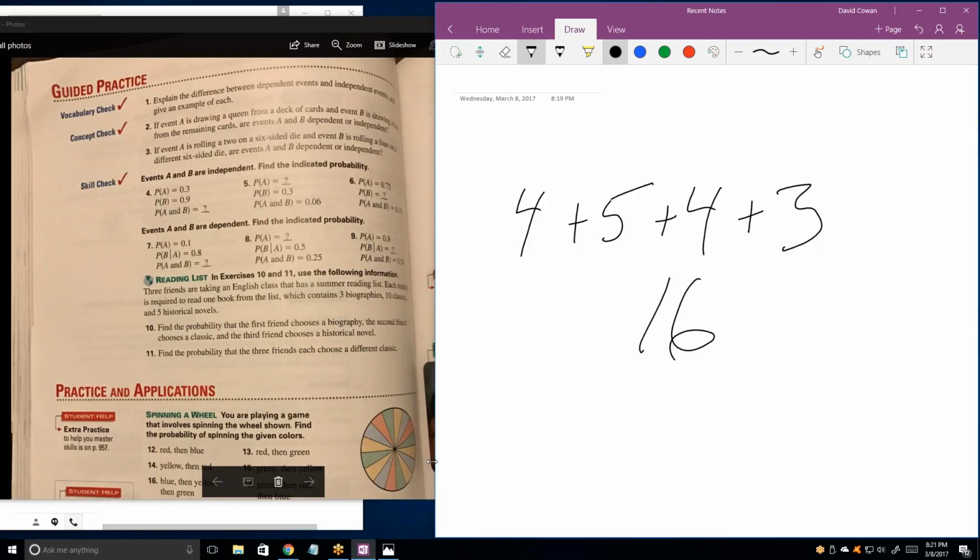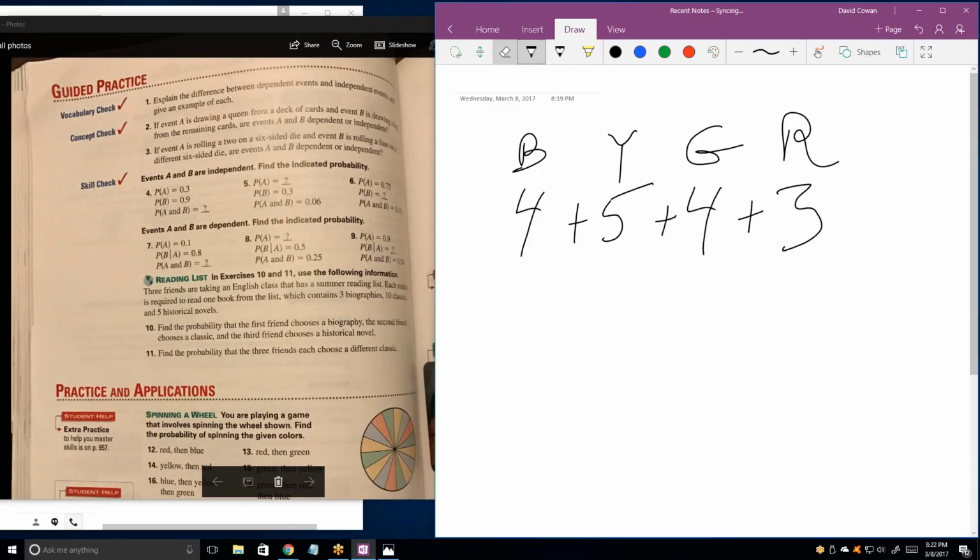Let's see. There were 3 reds. There were 5 yellows, 4 blues, 4 greens. So would you just do 3 plus 4? So it'd be 7 over 16. Well, for 12, find the probability if you're going to spin 2 times that it would be red the first time, blue the second.